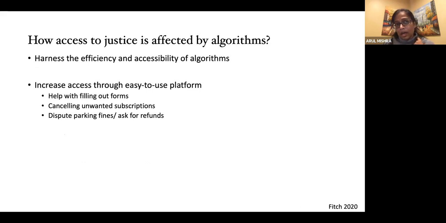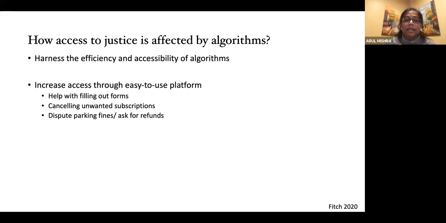Now, if you think about algorithms, they are very efficient. So we need to be able to harness that power of efficiency. And if that can make algorithms more accessible, that can make justice more accessible. Increasing access to justice by the use of algorithms would be a win-win situation for many people. And we are seeing algorithms used to increase such accessibility.